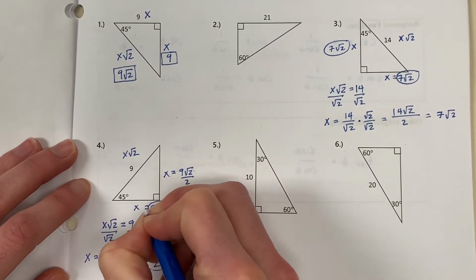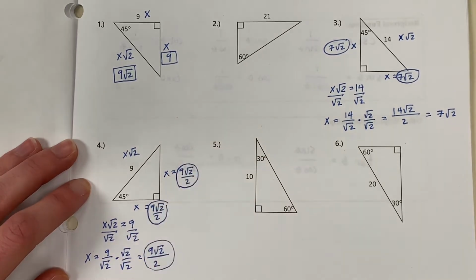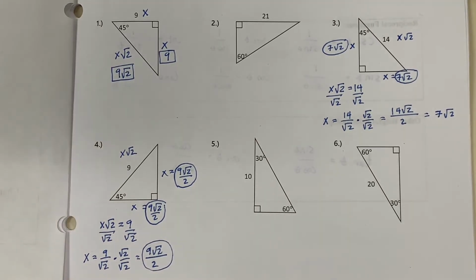This is my exact answer, and we're going to be keeping exact answers pretty often in second semester. Okay, that takes care of the 45, 45, 90 degree triangles. Next we have 30, 60, 90 degree triangles.